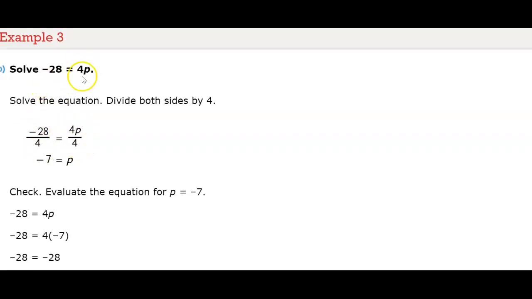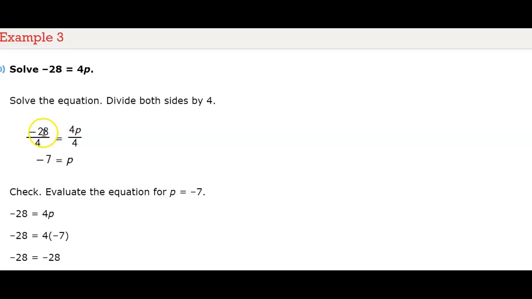Because we want to get our variable p by itself, we have to do the inverse, or opposite, of the operation in the problem. So we have 4 times p here, and the opposite, or inverse, is dividing by 4. So that's why we're dividing by 4 on both sides of the equation.